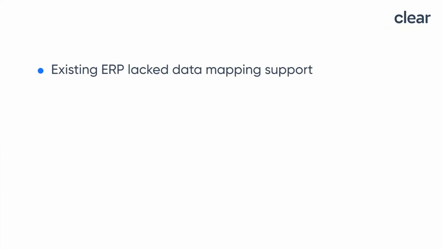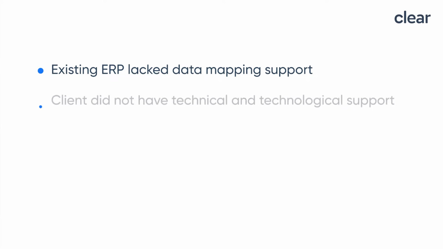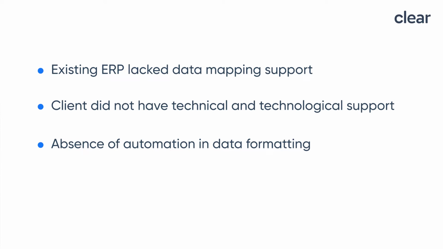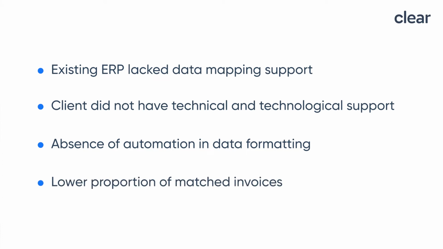In short, the predominant issues faced by the client were: the client's existing ERP lacked data mapping support for smooth ASP implementation. The client did not have technical and technological support from their current Big 4 service provider with respect to tax compliance. Absence of automation in data formatting led to issues in ingestion, reconciliation and return filing. There was a lower proportion of matched invoices between books and GSTR 2A.